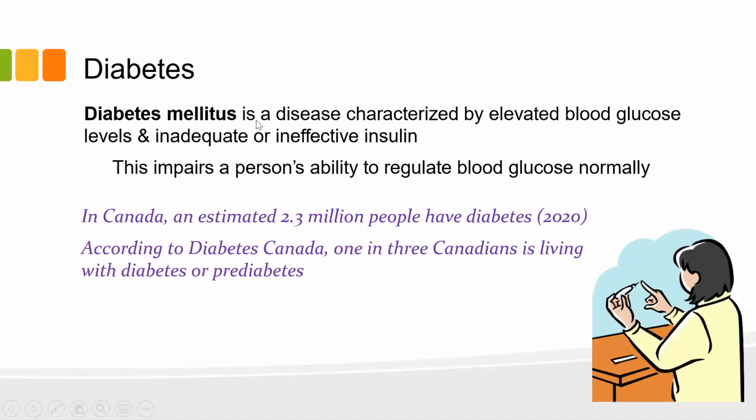So let's talk about diabetes. Diabetes is a number of diseases, and they're all characterized by basically elevated blood glucose levels, and usually something around insulin. It's either inadequate or your body's not responding to insulin properly.